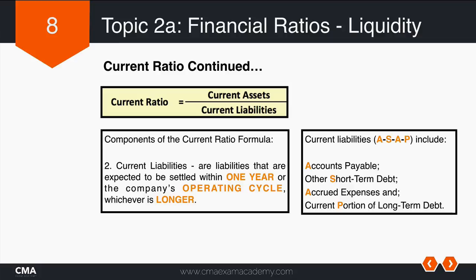Current liabilities include accounts payable, other short-term debt, accrued expenses, and the current portion of long-term debt. To easily memorize this acronym, ASAP may be used. For this acronym to be effective, we need to assume that other short-term debt includes all other current liabilities except for accounts payable, accrued expenses, and current portion of long-term debt, such as unearned revenue, long-term liabilities that become payable on demand due to loan covenant violation, or other current liabilities.